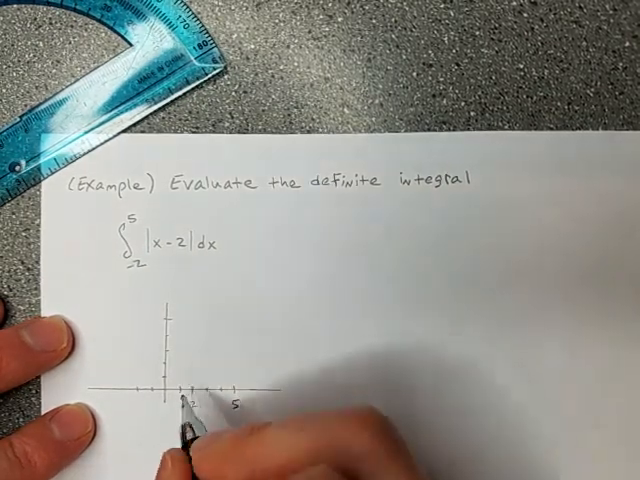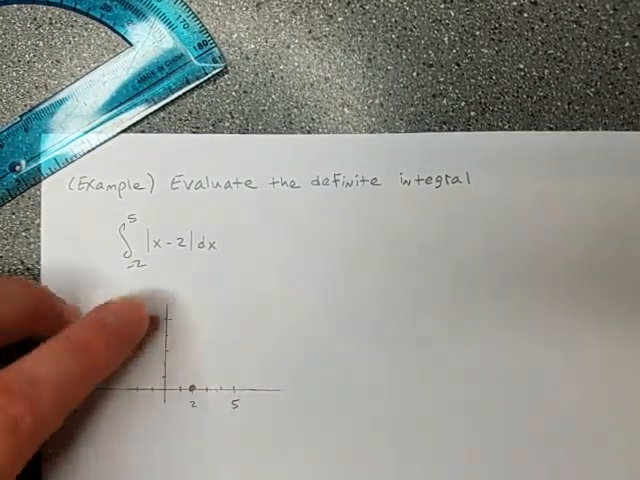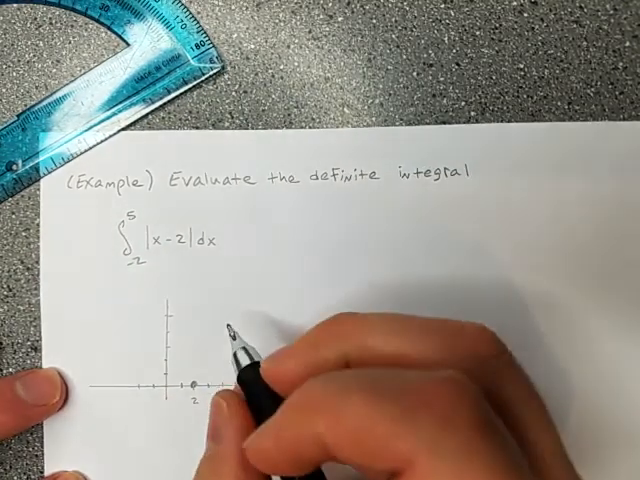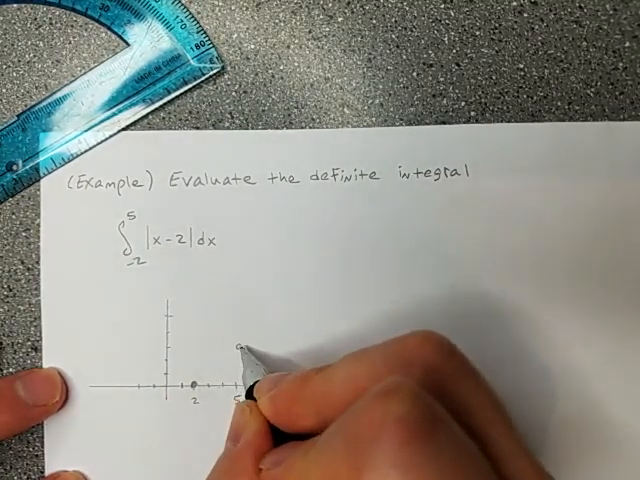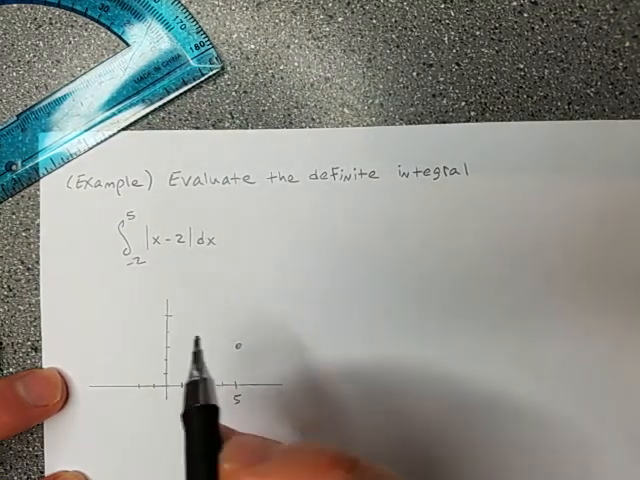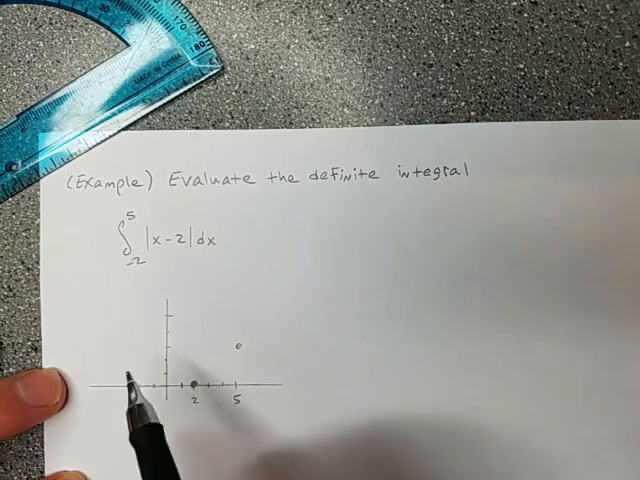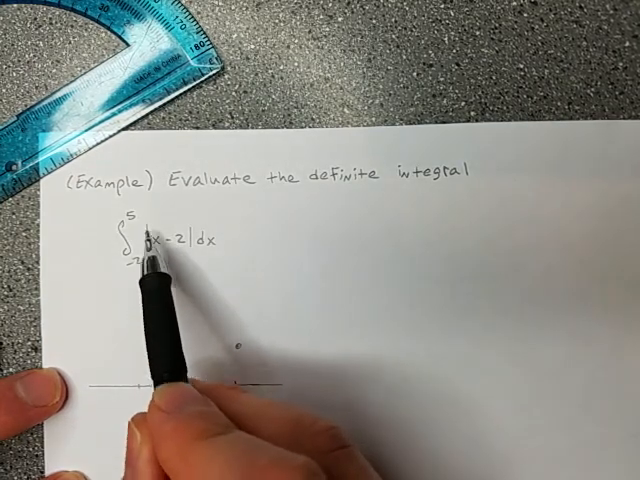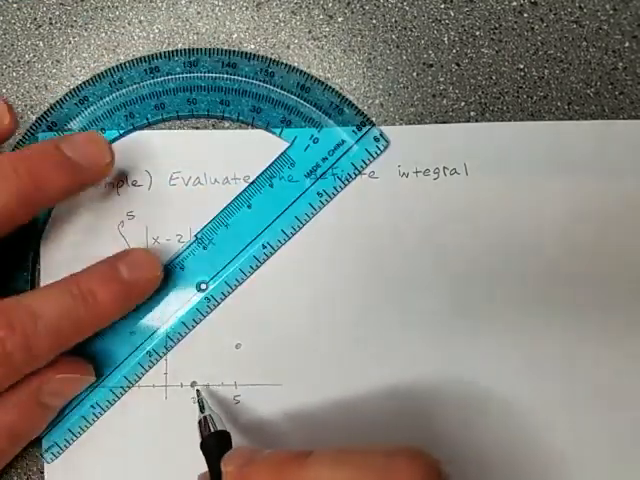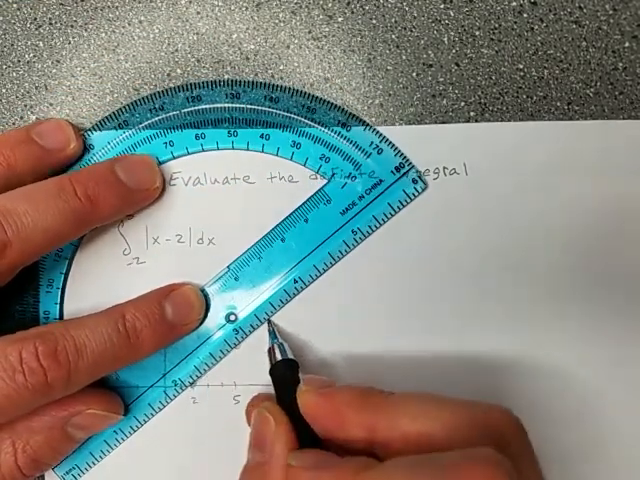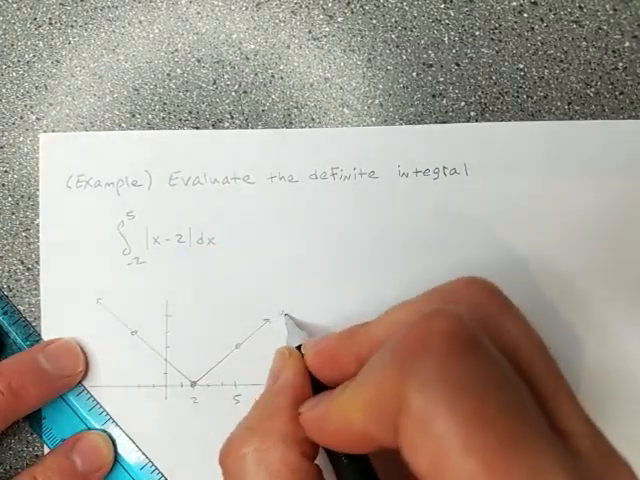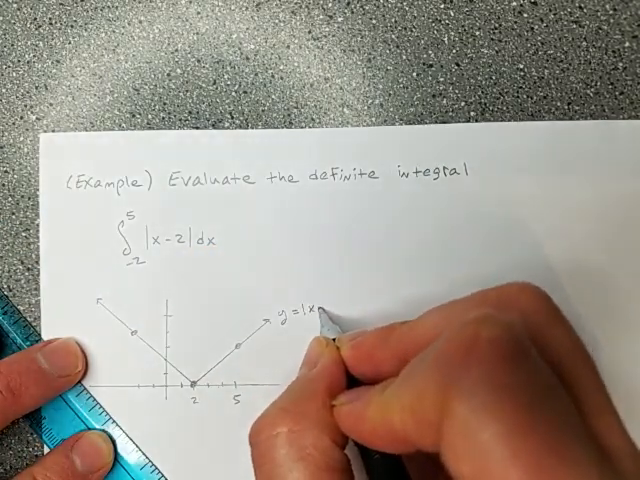I notice if I just do a quick sketch that this curve, so to speak, hits the x-axis at 2. And then at 5, we're going to go up to 3 right there, right? 5 minus 2 is 3. And then at -2, so -2 minus 2 is -4, but the absolute value is 4. So I get something like this. Here's the entire curve. Okay, so right there, that's y is equal to the absolute value of x minus 2.